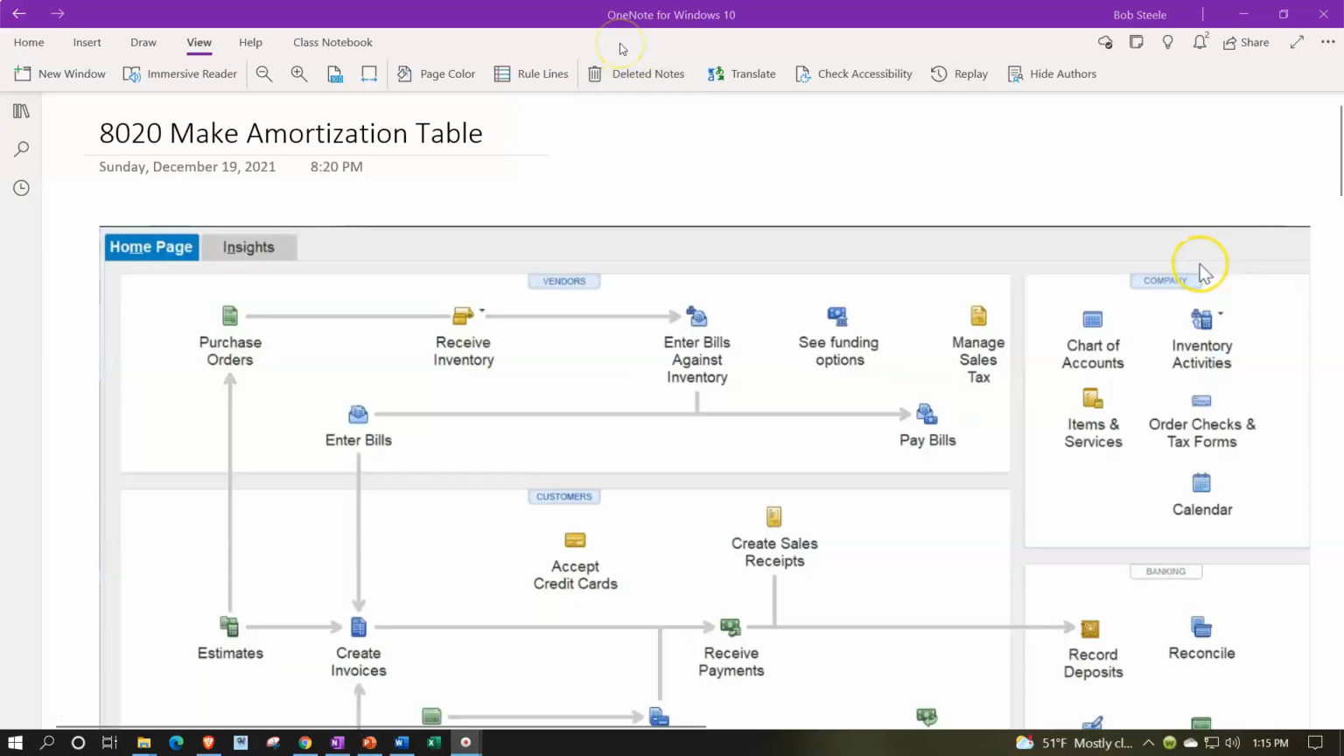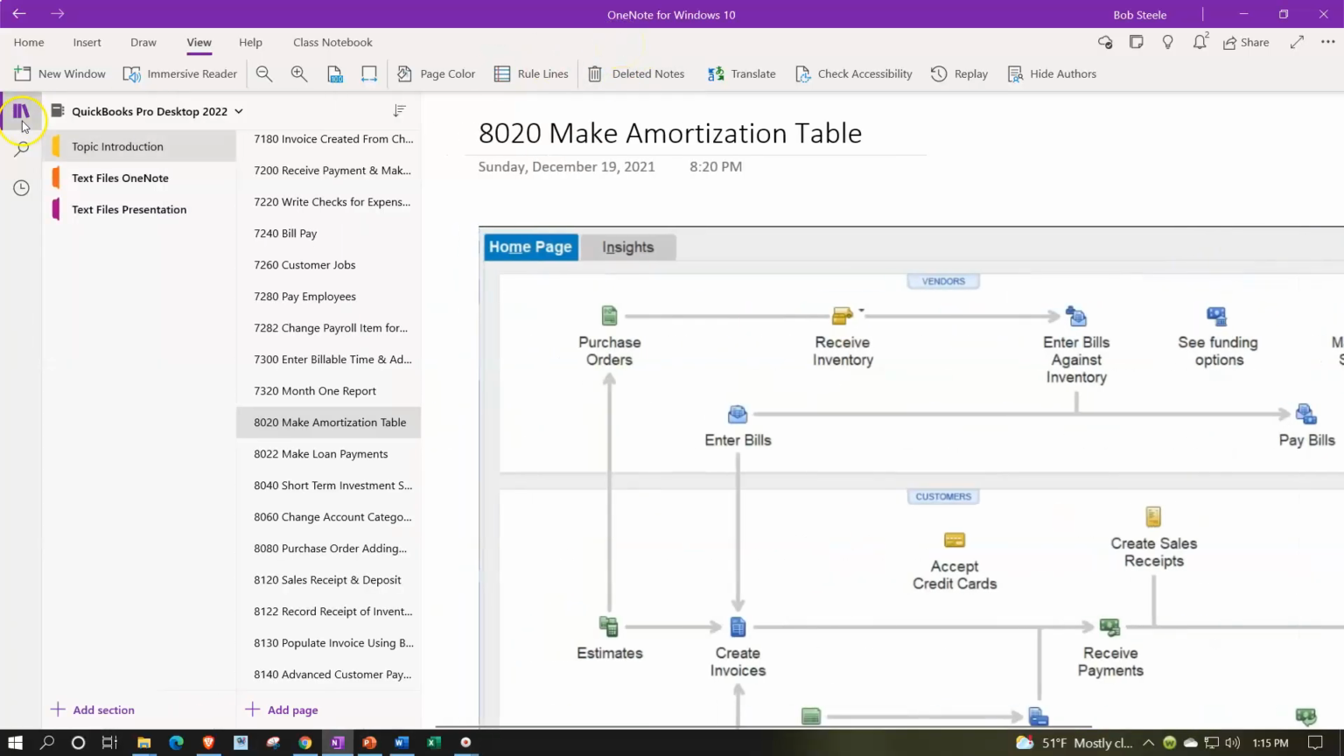If you have access to OneNote and would like to follow along, the icon is on the left-hand side: Topic Introductions, 8020, Make Amortization Table tab. Also take a look at the Immersive Reader tool. Topic Introductions is in the text area too, with the same name and same number, but with transcripts. Transcripts can be translated into multiple languages and either listened to or read in them. Same name and number as the presentations as well.